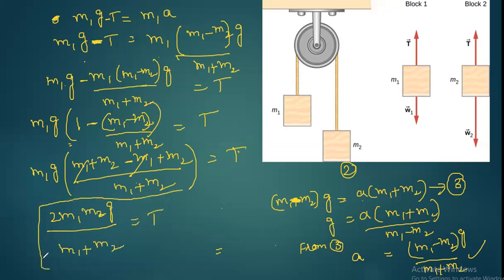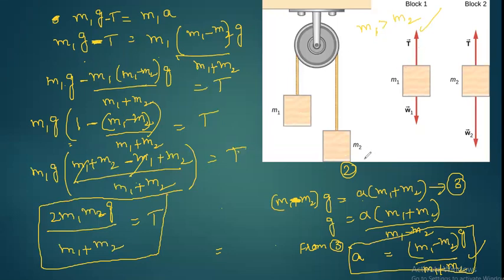So we got the value of tension as well as acceleration. We derived. So what is the condition for this? When M1 is greater than M2, we have taken this condition. If you do M1 is less than M2, you will get the same values also. You try that at home and comment it. Okay, very good. Let us move to the next part.